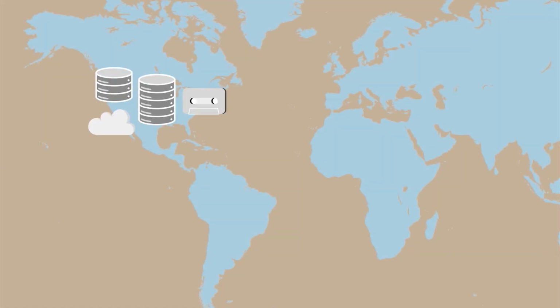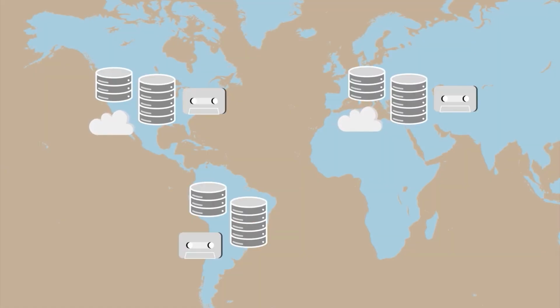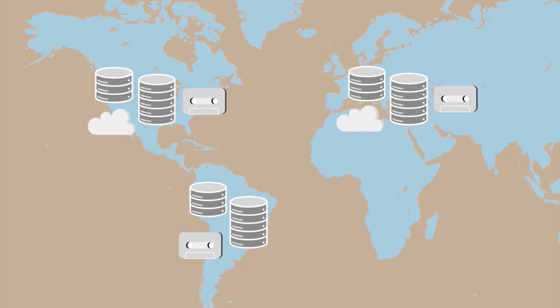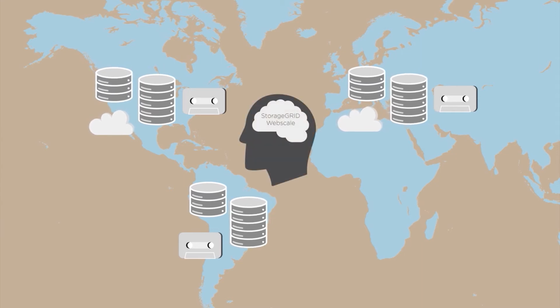Your data storage world is made up of many different platforms across many different geographies. You need different levels of storage performance for different workflows in different parts of the world. StorageGRID Webscale doesn't change that. It keeps track of it all and moves the data to the right place at the right time.